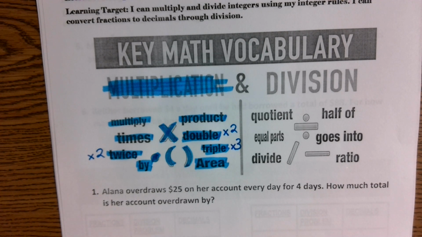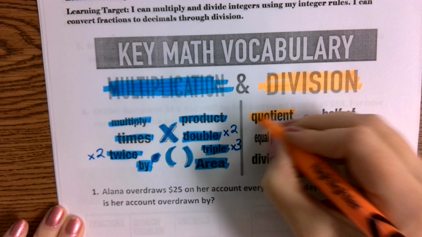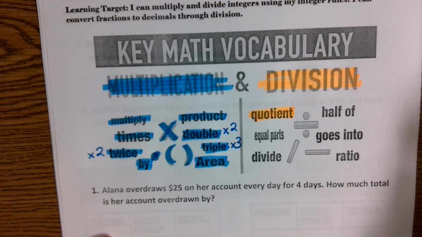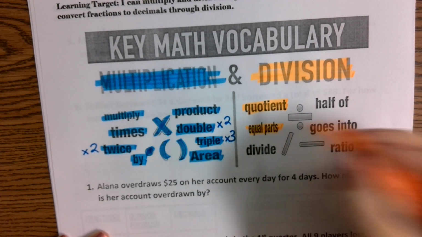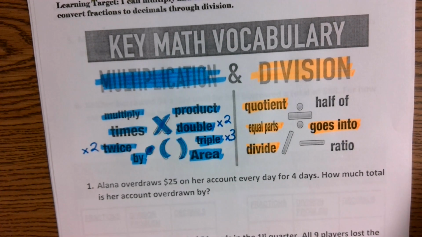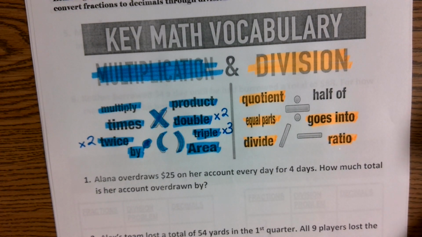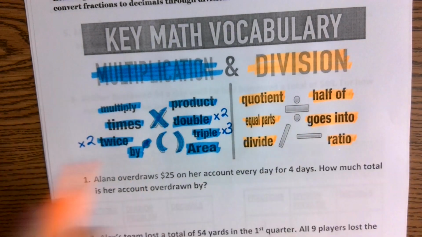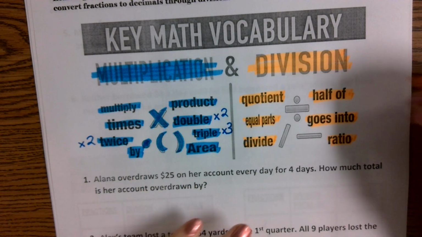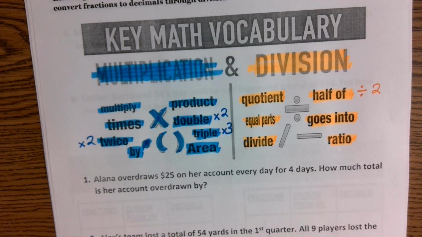Okay, then we've got our division words. We have words like quotient, which is an answer to a division problem. Splitting things into equal parts, dividing it into something, or how much does it go into it. Setting up a ratio, which is a fraction, right? Fractions are ratios, those are division. And then, of course, if I say I'm taking half of something, that's another way of saying I'm dividing by 2. If I take a third of something, I'm dividing by 3. A fourth of something, I'm dividing by 4.